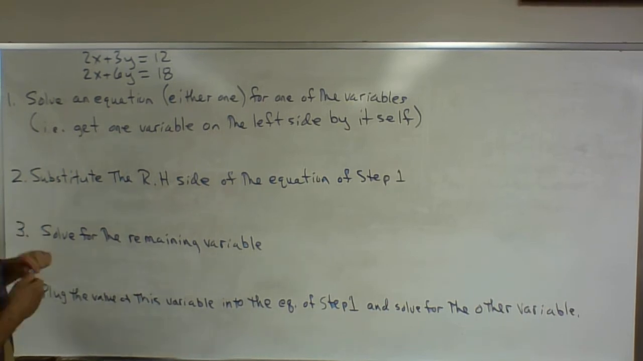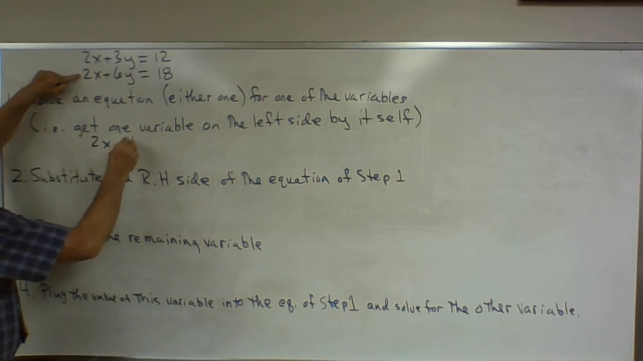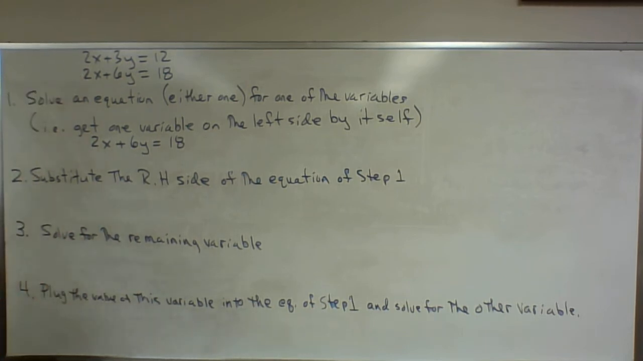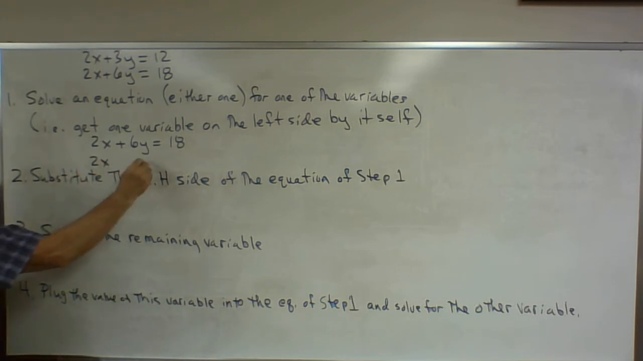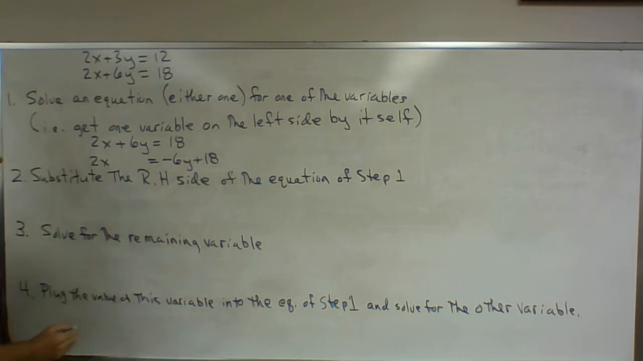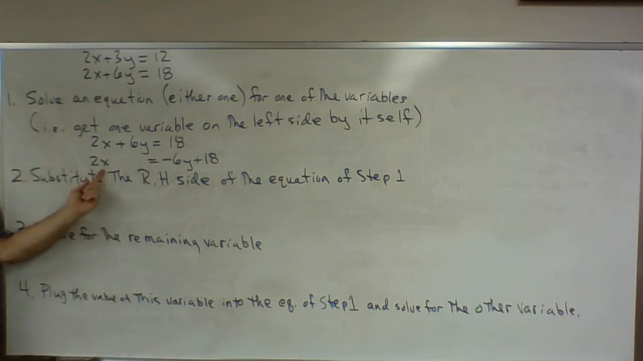In the second equation, this one, I'm going to solve for x. The first thing I'll do is I'll move 6y to the other side. I'll subtract 6y from both sides. Well, I still don't have x by itself. I have 2x.